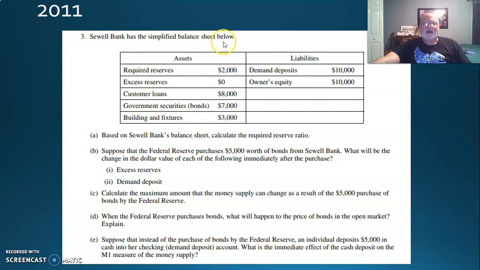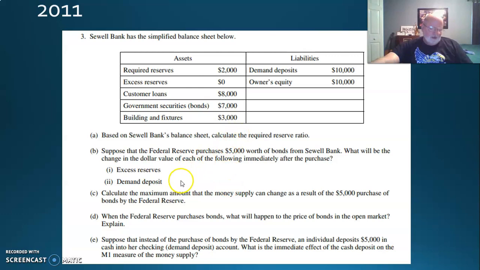Sewell Bank has a simplified balance sheet below. Now, I'm not going to go all over how to do a balance sheet again, but based on Sewell's bank balance sheet, calculate the required reserve ratio. Now, here's how much they remember. There's no savings accounts in this bank. Demand deposits, required reserves are a percentage of demand deposits. And remember, they wrote these so that you could do them in your head. This bank has $2,000 in required reserves. Checking accounts are $10,000. The answer is 20%. The answer key, when I looked at it, they put 0.2. Same thing. I'd rather you put 20%.